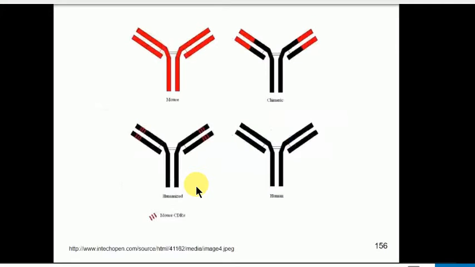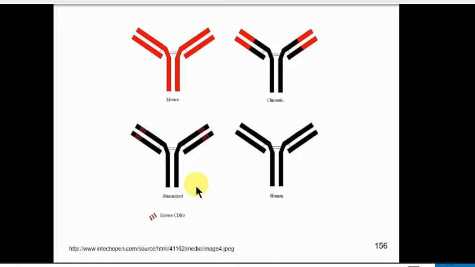So here's a diagram showing the things I'm talking about. Mouse here is shown in red, human is shown in black. So that's a mouse antibody. We can make a chimeric one where we've fused the variable domains from mouse onto the constant domains from human. We can make what's called a humanized antibody, which means that everything is human apart from the CDR regions, which I hope you can see, just shown as these little red lines here. Or you can have a fully human antibody.